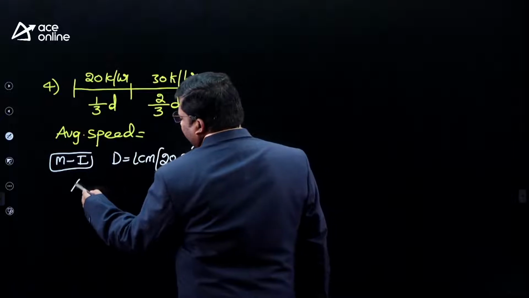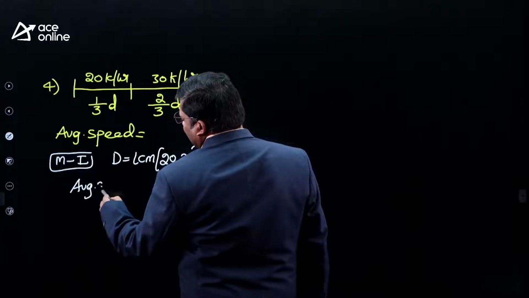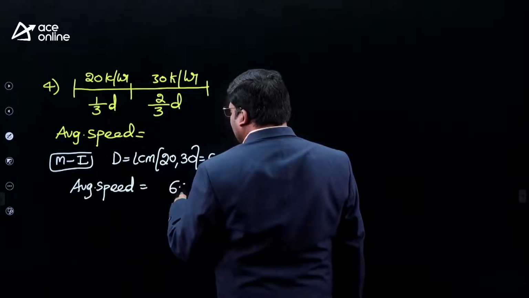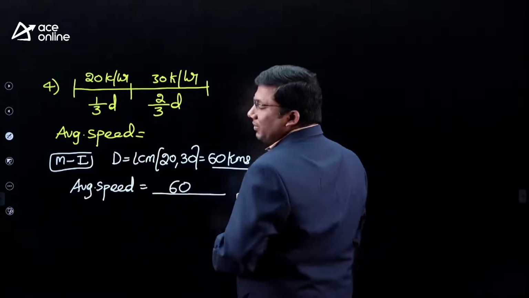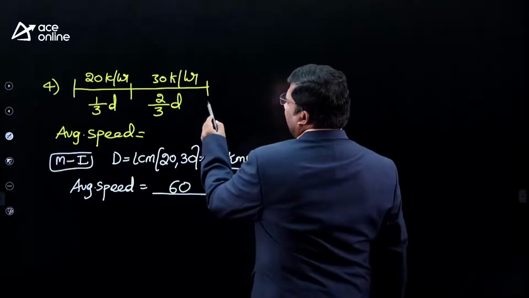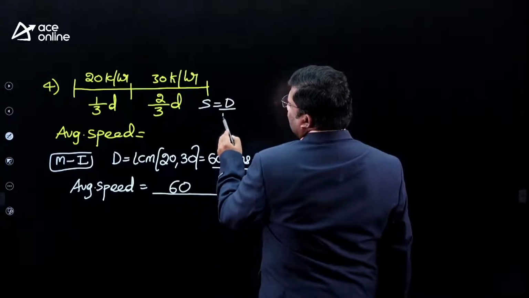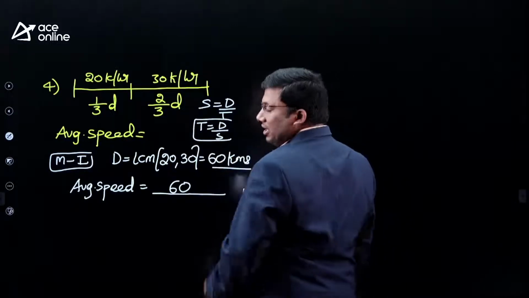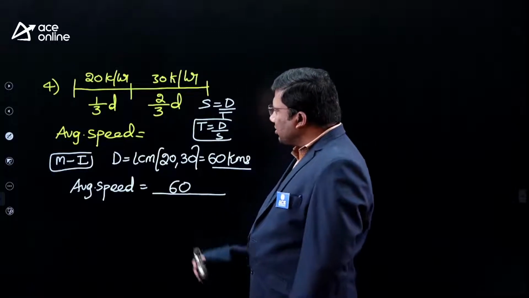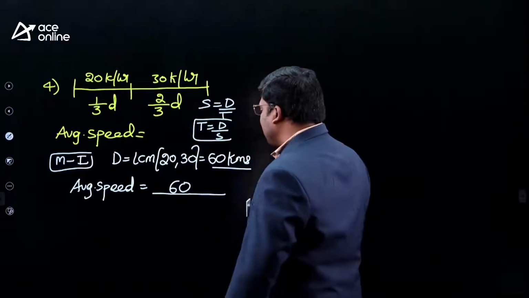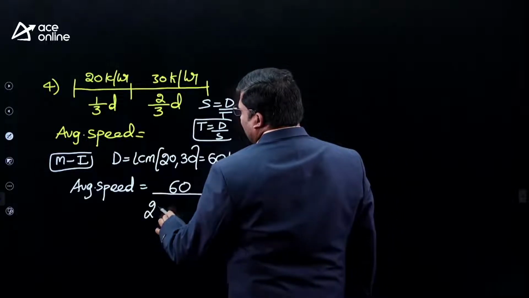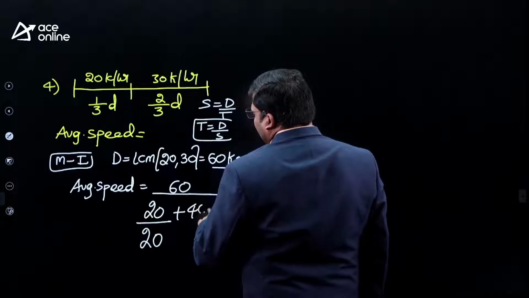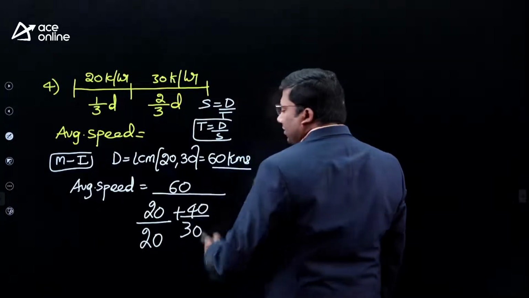Listen carefully, sir. Average speed is equivalent to total distance by total time. Total distance is 60. Speed is distance by time, so time will be equivalent to distance by speed. So 1/3 of 60, it will be 20 by 20. 2/3 of 60, it will be 40 by 30. Are you all with me?